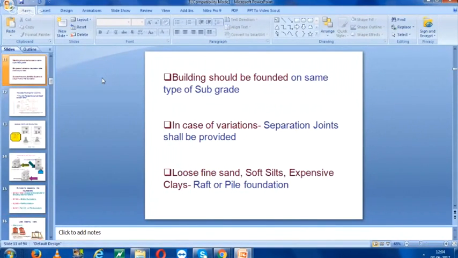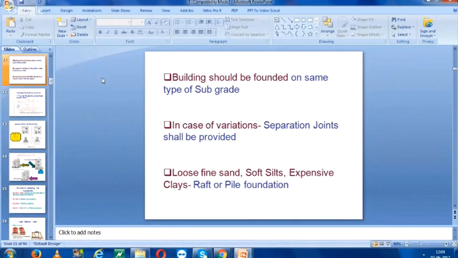Building should be founded on the same type of subgrade. So in this case, if you are having shear wave velocity, or in situ bearing capacity, whatever method you use, you should finally evaluate and calibrate that the area till a few meters consists of the same subgrade. There should not be much variation in your subgrade in terms of parameters such as shear wave velocity or the shear strength of the soil.